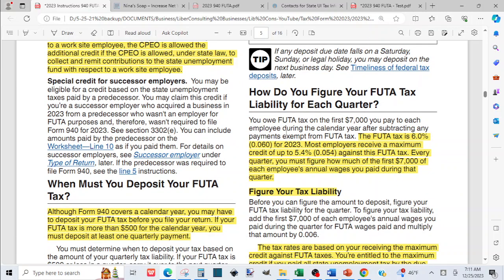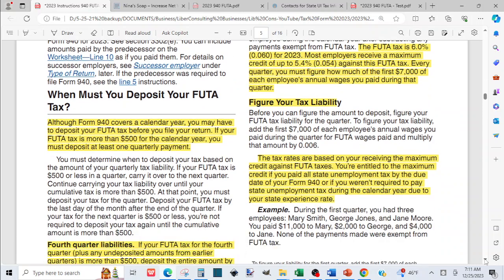So you owe FUTA tax on the first $7,000 you pay to each employee during the calendar year after subtracting any payment exempt from FUTA tax. The FUTA tax is 6% for 2023. Most employers receive a maximum credit of up to 5.4% against this FUTA tax. Every quarter, you must figure how much of the first $7,000 of each employee's annual wages you pay during that quarter, and you figure the tax liability.